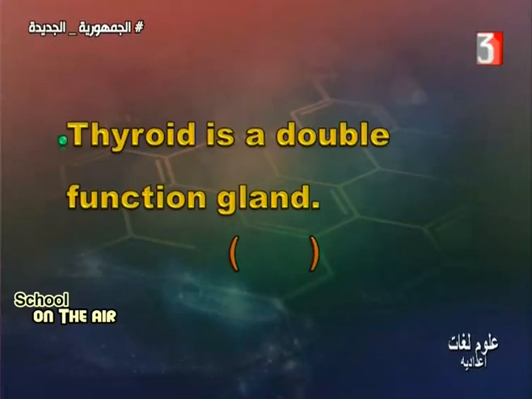Thyroid is a double function gland. It is wrong. But pancreas is a double function gland. So the correct answer is: pancreas is a double function gland.